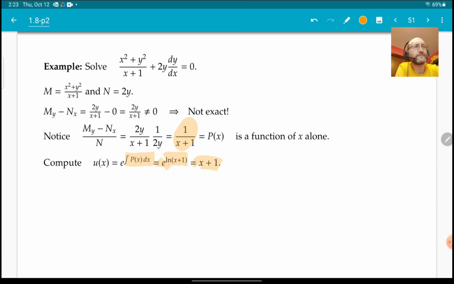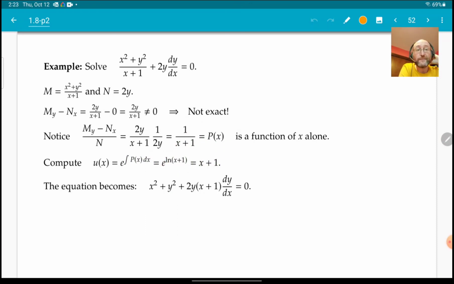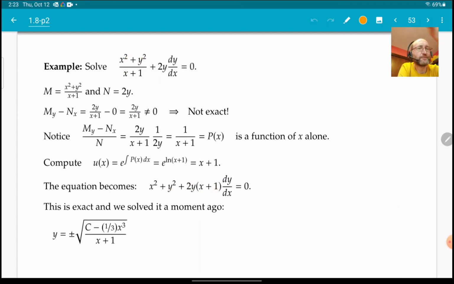x plus 1 works. So if I multiply this thing by x plus 1, well, in the first one, the x plus 1 cancels. I just get x squared plus y squared. And in the second one, I get 2y times x plus 1. Aha! This was precisely our example from before. There was a reason why I did that example. That's the example we just solved, right? And this is the solution.